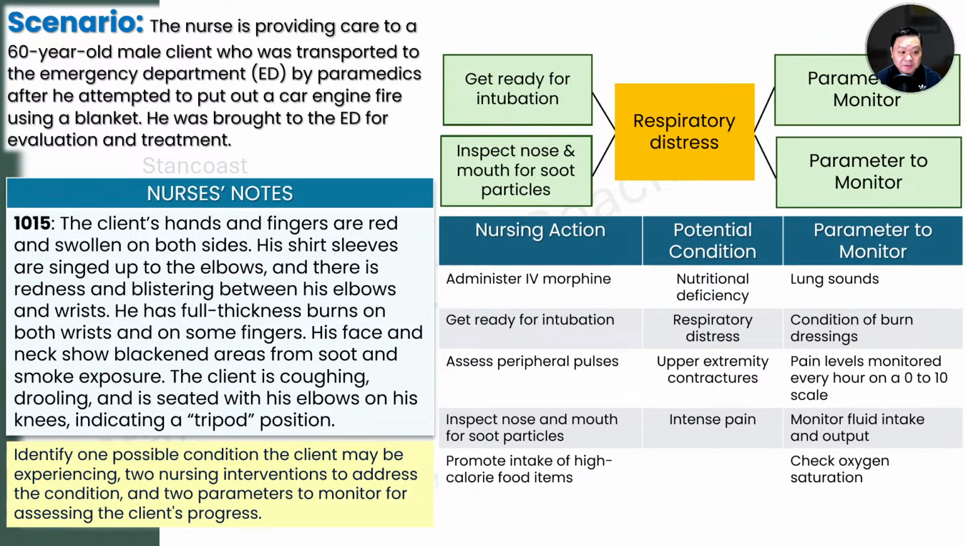Now, if you selected letter C, assess peripheral pulses, this is incorrect. This is important, of course, right? But identifying the respiratory distress, which is the main concern here, this action will not support that main problem. This is something that you can do if there is an issue with possibly circulation to the lower extremities, maybe if there is burn to the lower extremities. But not here.